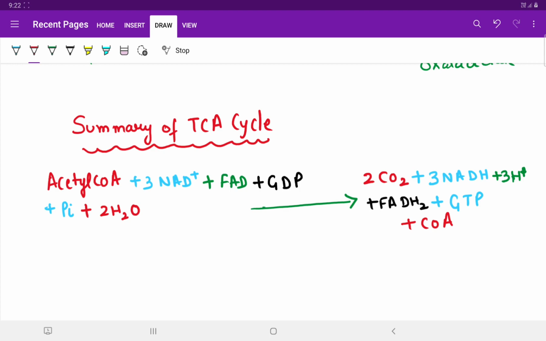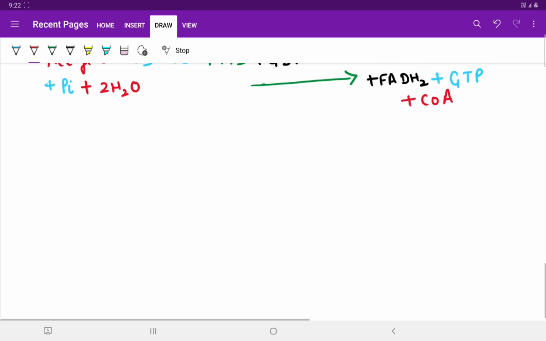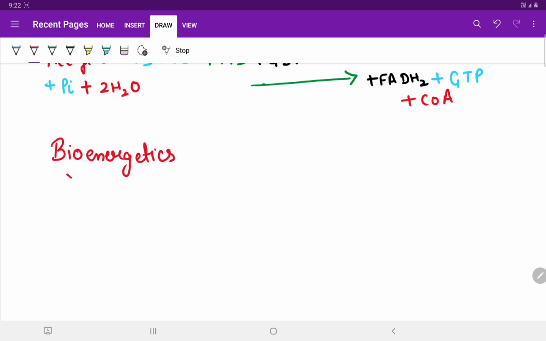Now requirements of oxygen is also there. There is no direct participation of oxygen in the Krebs cycle. However, the cycle operates only under aerobic condition. So under anaerobic conditions, it's not possible for TCA cycle to work. Now let us see the bioenergetics of the TCA cycle. How these bioenergetics are formed. Now let us see.